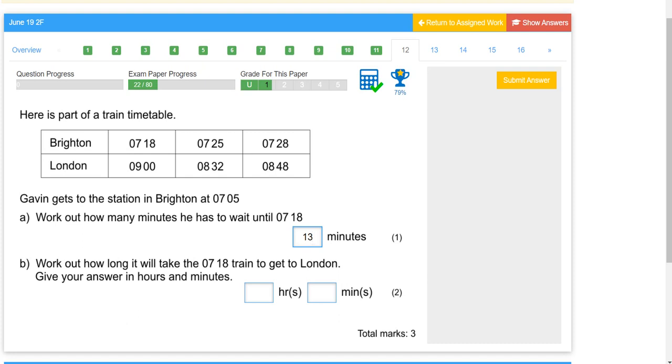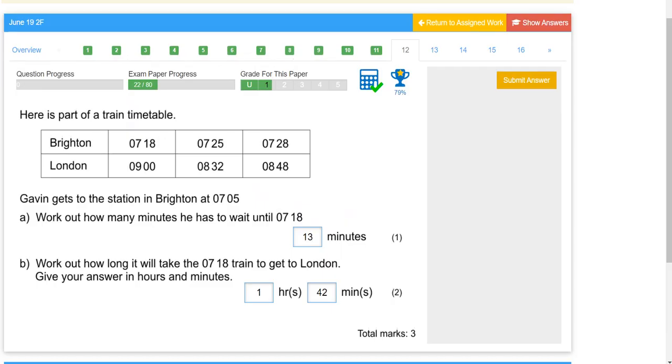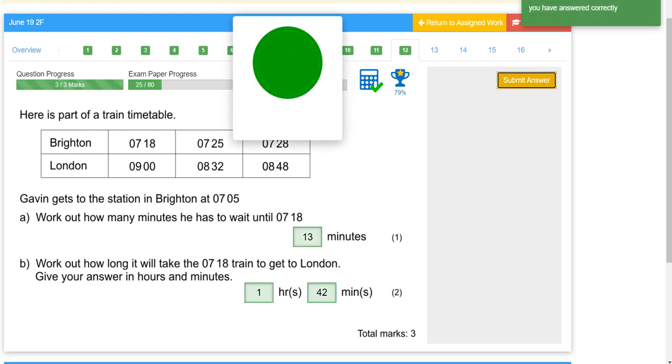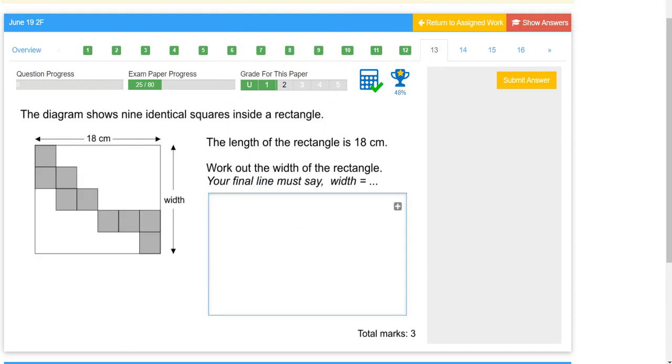How long does the 7:18 train take to get to London? So we want to have that in hours and minutes. Well, there's several ways of doing this one. And I find that very often it makes sense to use a little diagram to break it apart. So from 7:18 till 8 o'clock, it's going to be 42 minutes. And then from 8 through till 9 is going to be another hour. That makes 1 hour, 42 minutes. And stick that into MathsWatch. We're now up to grade 2. So far, so good. But we're aiming for that grade 4 as a minimum.